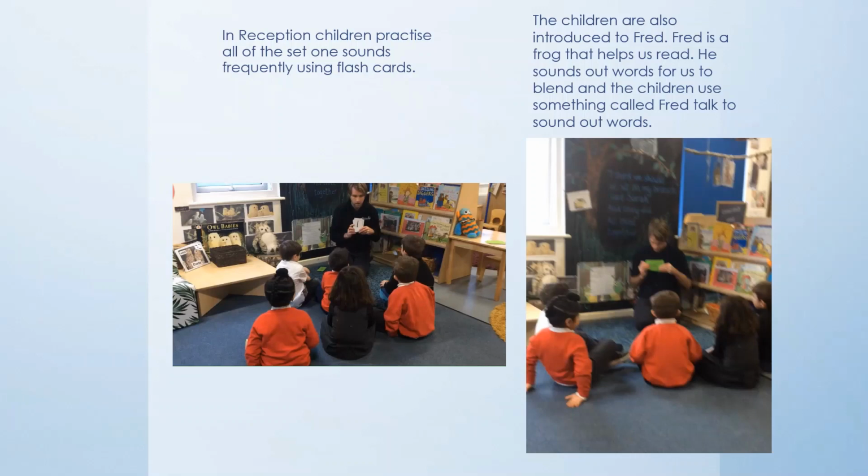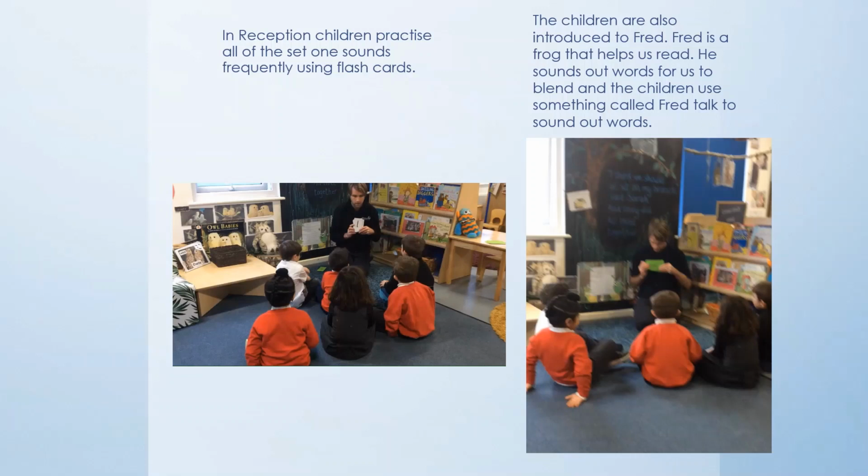Children are also introduced to Fred. Children know a little bit about Fred from their nursery if they come to our nursery here, but if not, we introduce them to Fred. Now, Fred is a frog that helps us to read. He sounds out words for us, and then the children blend those sounds together. For example, Fred might say c, a, t, and the children have to work out what Fred is saying.